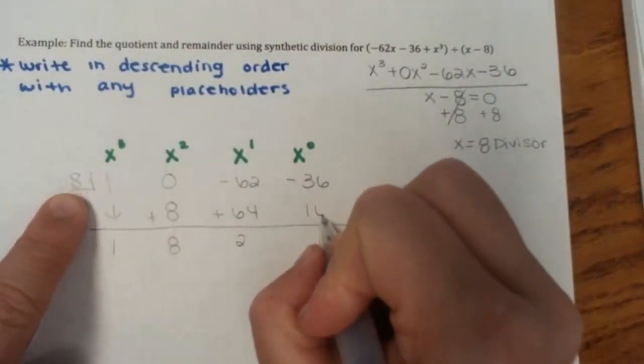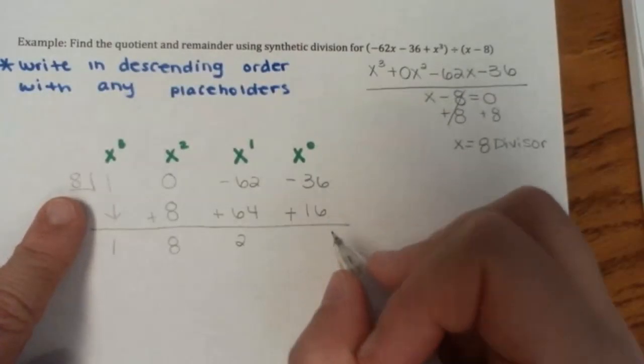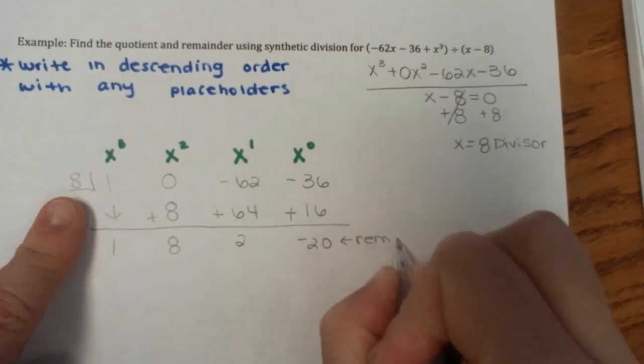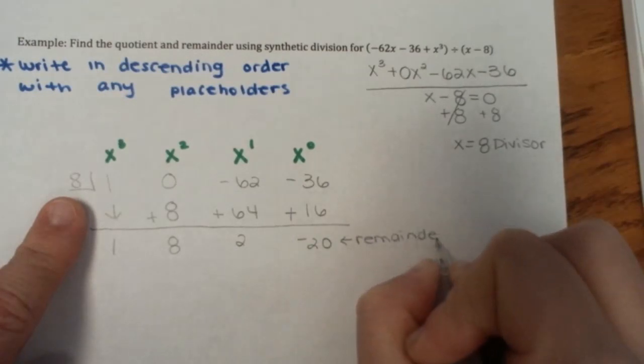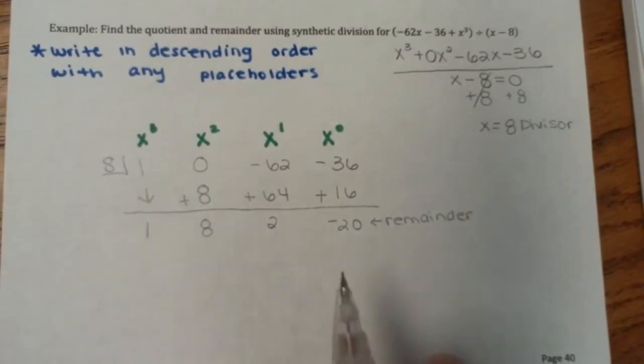So 2 times 8 would give us positive 16. Adding down, negative 36 plus 16 would give us negative 20. This is our last number, so this last number is always our remainder. So that's our answer, just putting our variables back in.